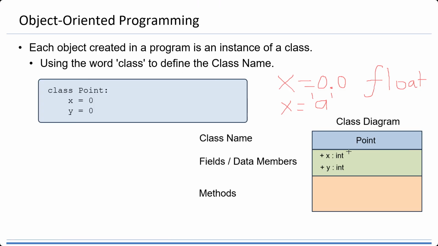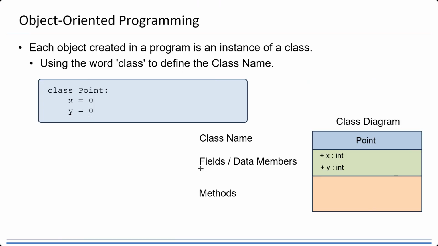Okay, so we can define the data type in the class diagram. So every person who looks at the class diagram can understand, okay, this variable will be integer. This variable will be integer. Now let's make it blank for this moment. Okay, I will explain more about this section.